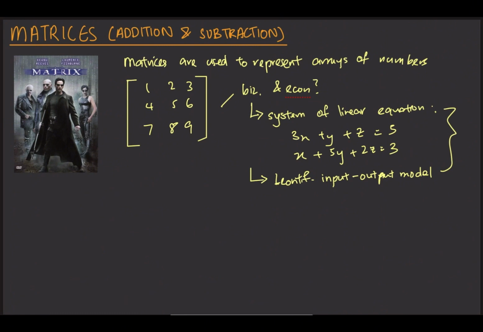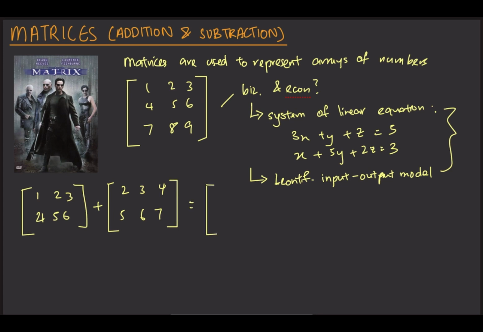Matrix addition and subtraction is really simple. For example, we have the matrix 1, 2, 3, 4, 5, 6. Then we want to add another matrix 2, 3, 4, 5, 6, 7. What do we get? 1 plus 2 gives 3, 2 plus 3 gives 5, 3 plus 4 gives 7, 4 plus 5 gives 9, 5 plus 6 gives 11, 6 plus 7 gives 13.